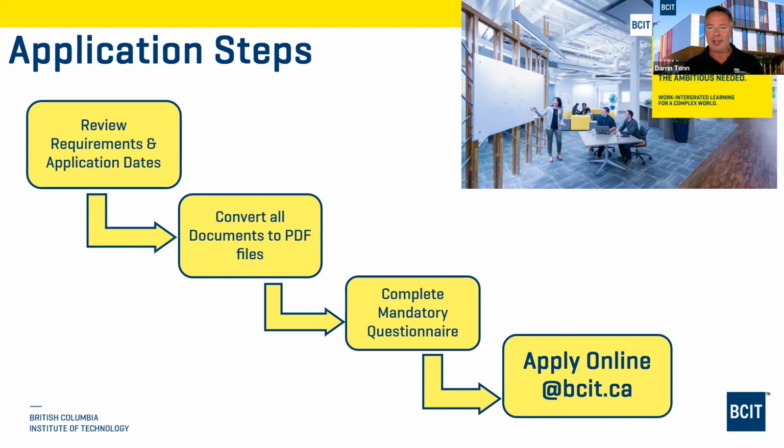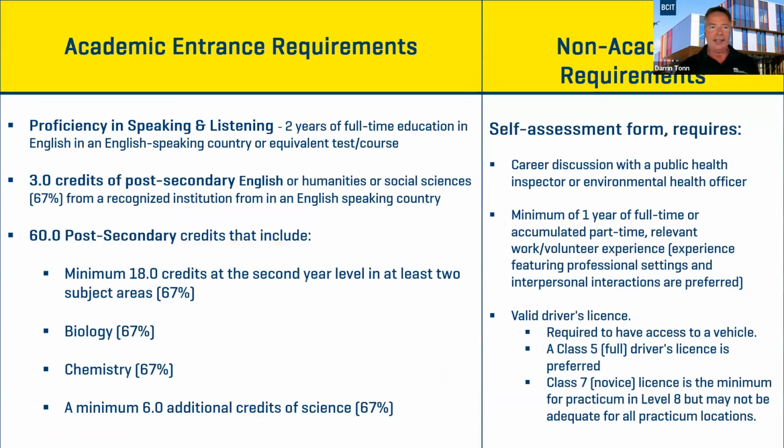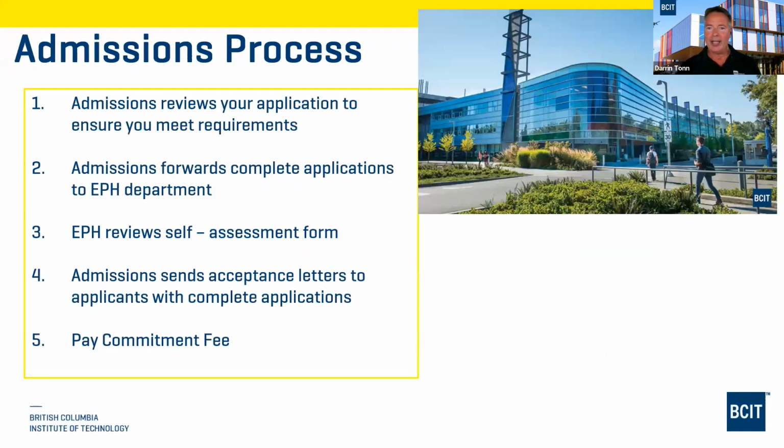Once you are ready to apply online, you can visit bcit.ca/apply. The application fee for domestic students is $90 Canadian and $154 Canadian for international students. And you can see the minimum academic entrance requirements. There are testing course options to meet proficiency in speaking and listening, and you can connect with advising for more information on that.